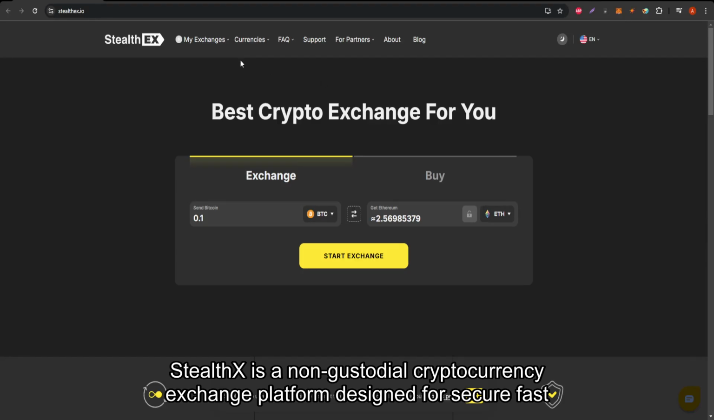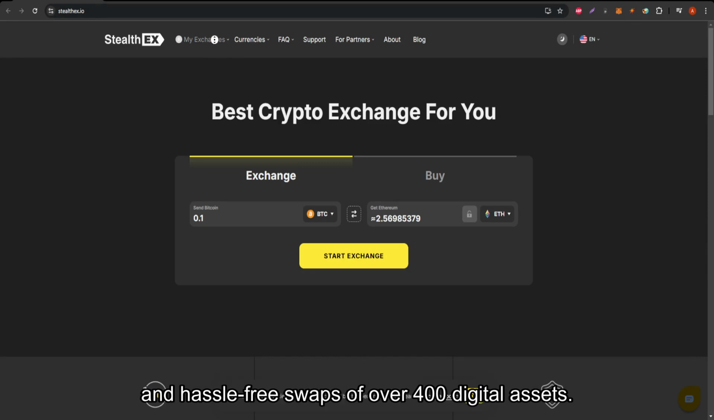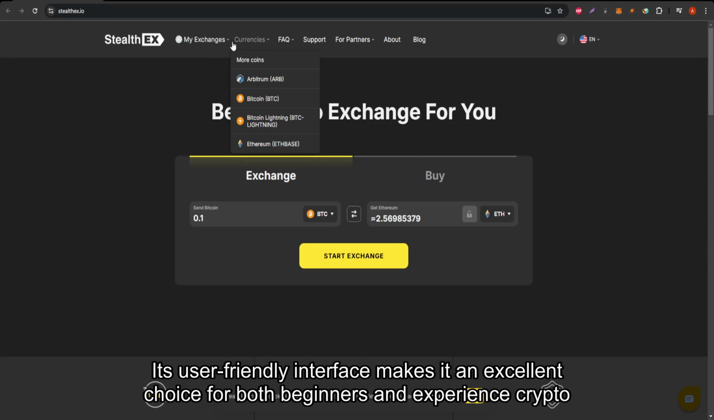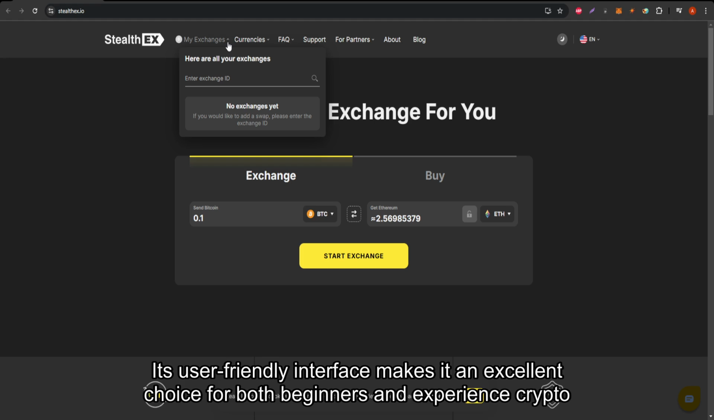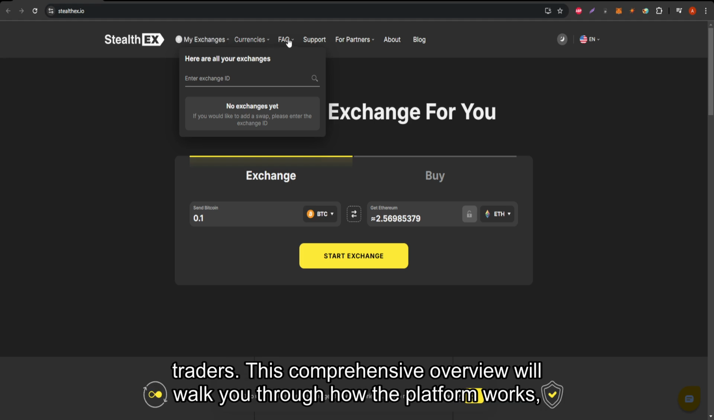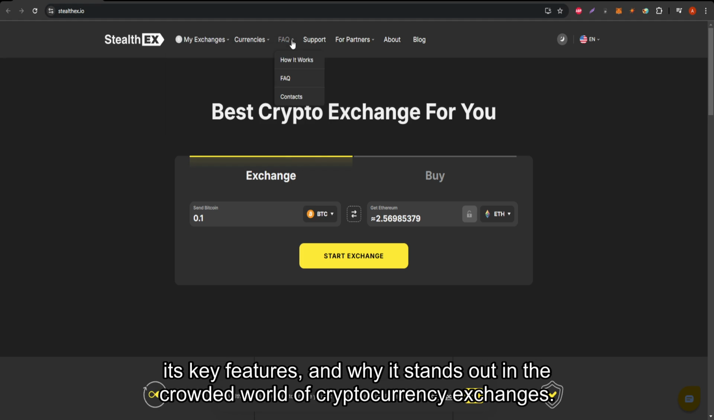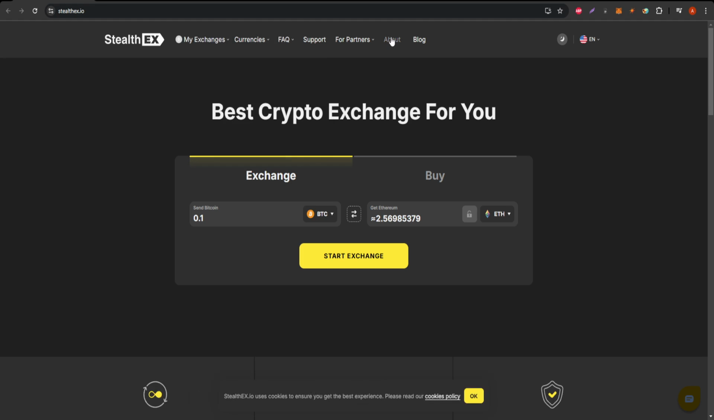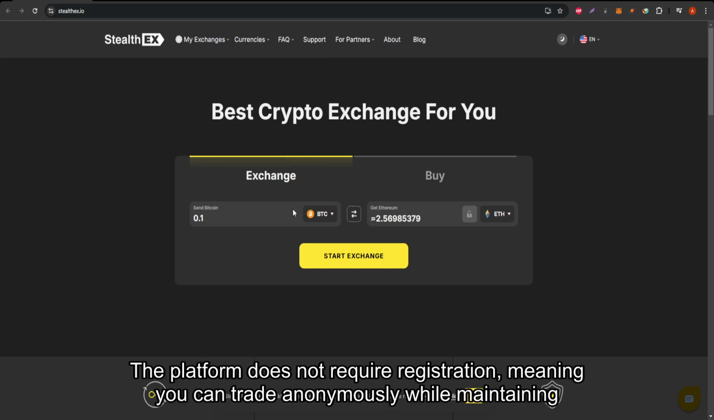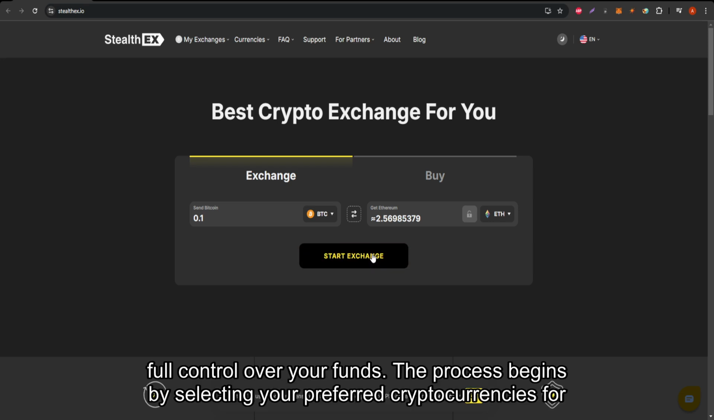StealthEX is a non-custodial cryptocurrency exchange platform designed for secure, fast, and hassle-free swaps of over 400 digital assets. Its user-friendly interface makes it an excellent choice for both beginners and experienced crypto traders. This comprehensive overview will walk you through how the platform works, its key features, and why it stands out in the crowded world of cryptocurrency exchanges.